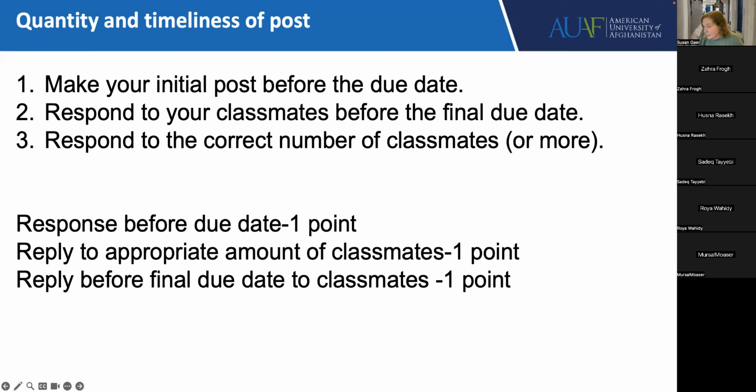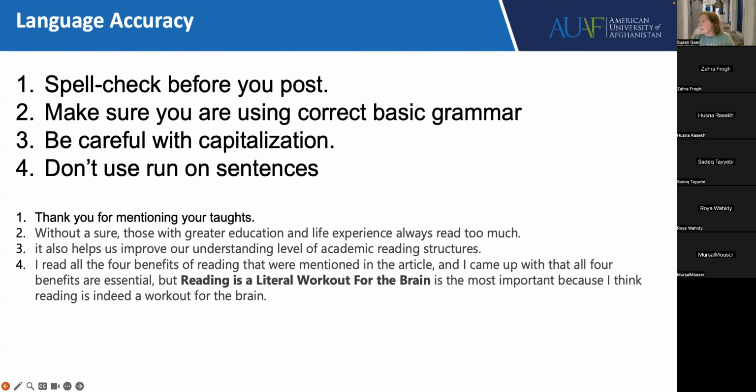My hand is just faster than my brain. Okay, let's go back. Okay, so number 3. It also helps us improve our understanding level of academic reading structures. Number 3 is number 3. So what's wrong with it?